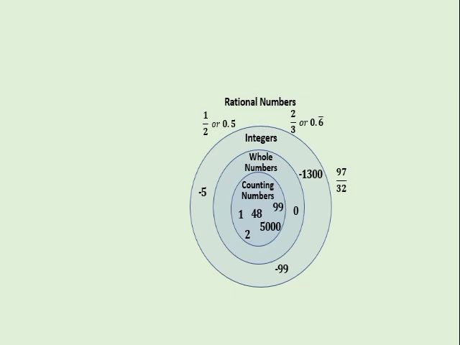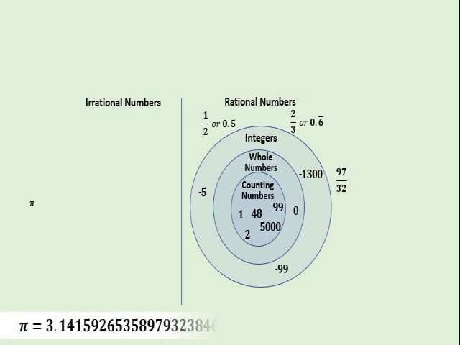However, some numbers cannot be written as a simple fraction or a ratio of two integers. They are called irrational numbers. Pi is a very well-known irrational number. People have calculated pi to over a quadrillion decimal places, and still there is no pattern. The first few digits look like this.